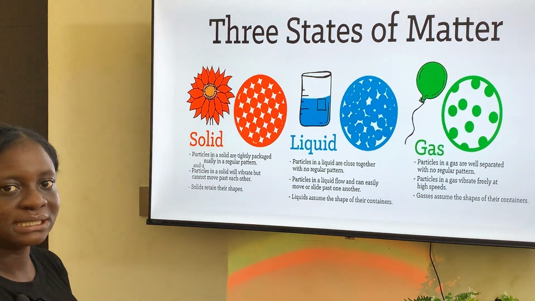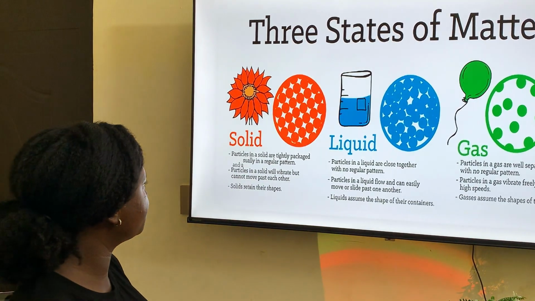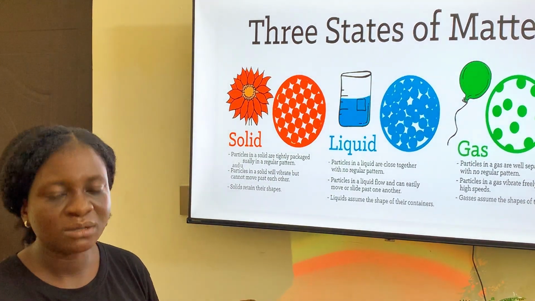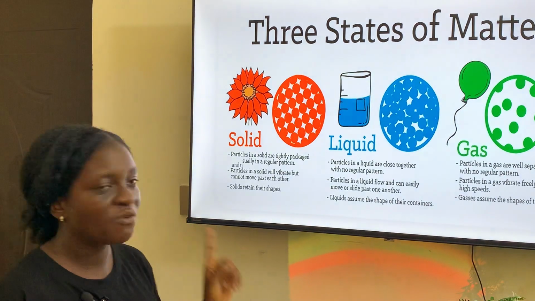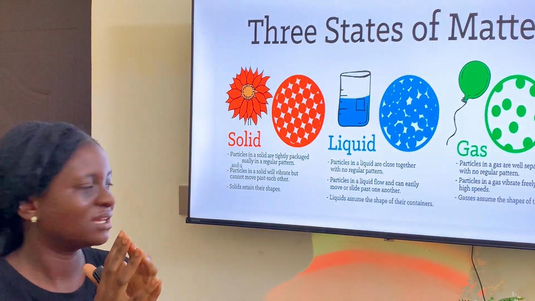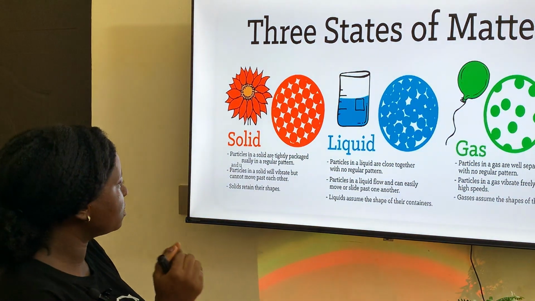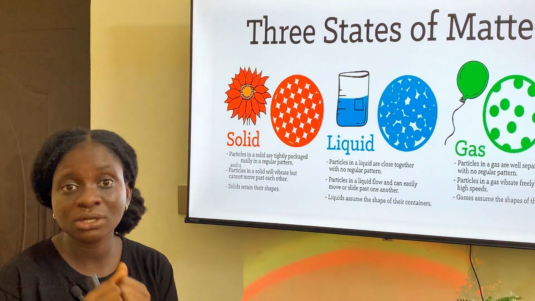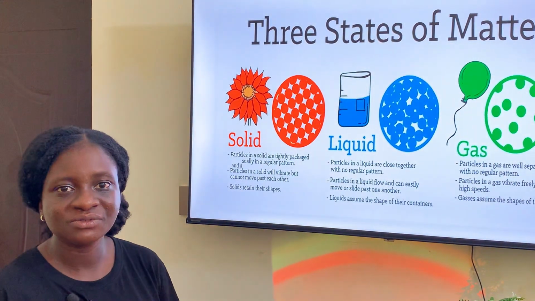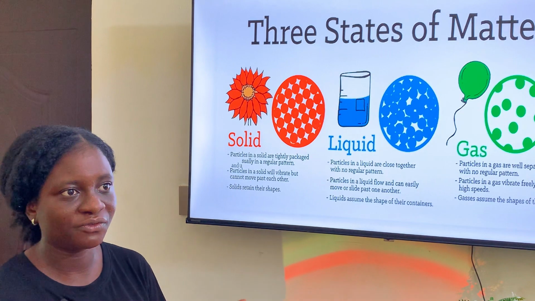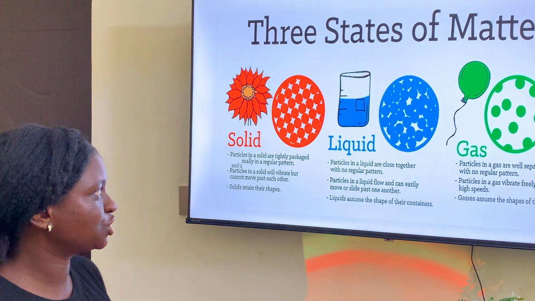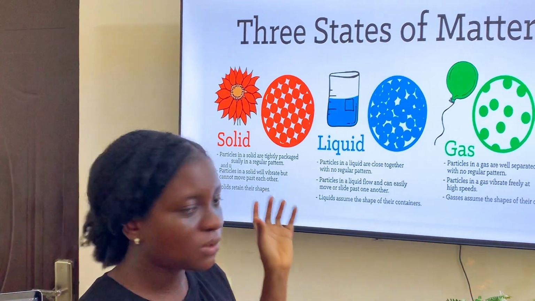And also, what are the characteristics of a solid state? Particles in a solid state will vibrate, but they cannot move past each other. Why? Because they are tightly packed. And another major characteristic is that solids retain their shape. They don't take the shape of any container that you put them in, they retain their shape.